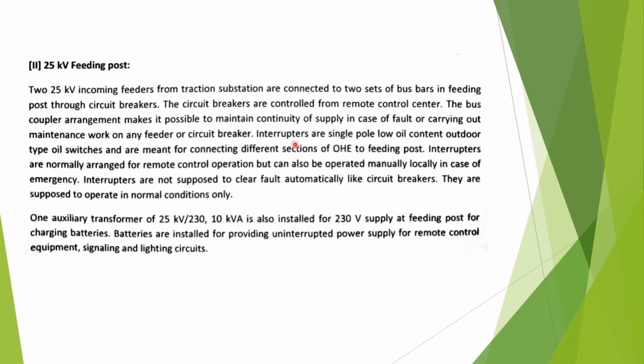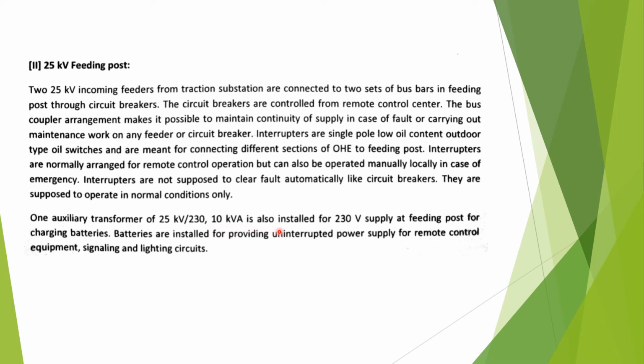You can see the 25 kV feeding post, which consists of the circuit breakers and interrupters. Now the auxiliary transformer that is shown there in the feeding post, basically the primary side voltage is 25 kV and the secondary side it is stepped down to 230 V and the rating is 10 kVA.